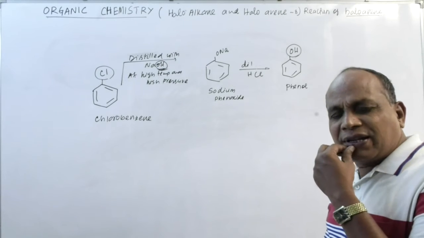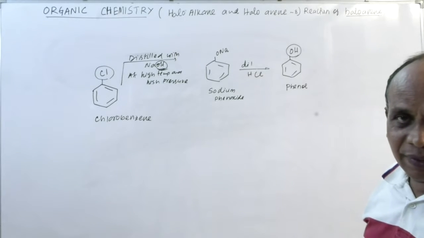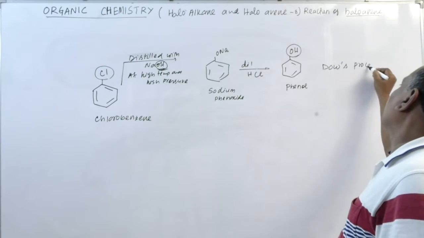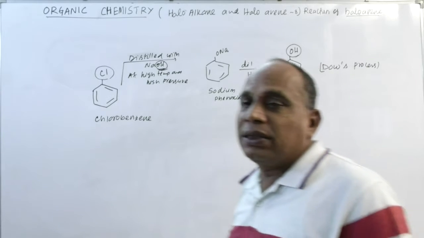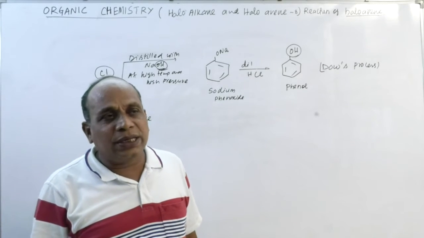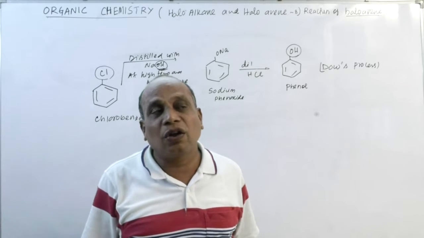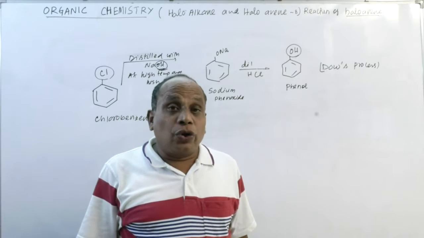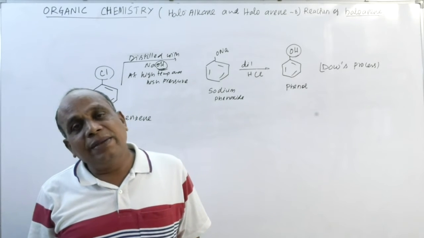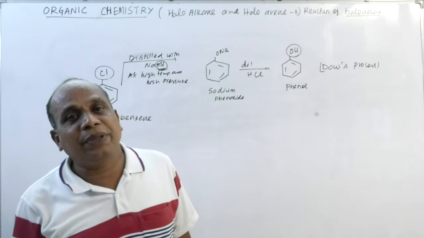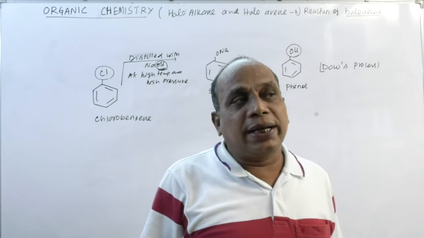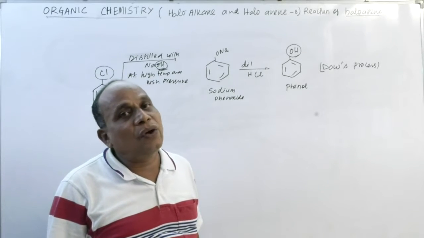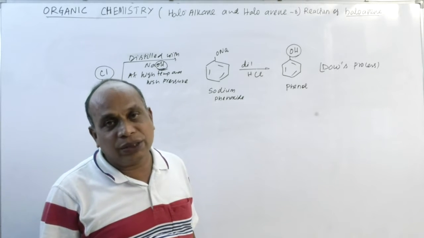This is one of the methods of preparation of phenol from chlorobenzene. And this process is called the Dow process. What is the Dow process? In the Dow process, we can prepare phenol from chlorobenzene by the action of sodium hydroxide at high temperature and high pressure. This is one of the nucleophilic substitution reactions of chlorobenzene. The chlorine atom of chlorobenzene gets substituted by the OH group, that is the nucleophile.